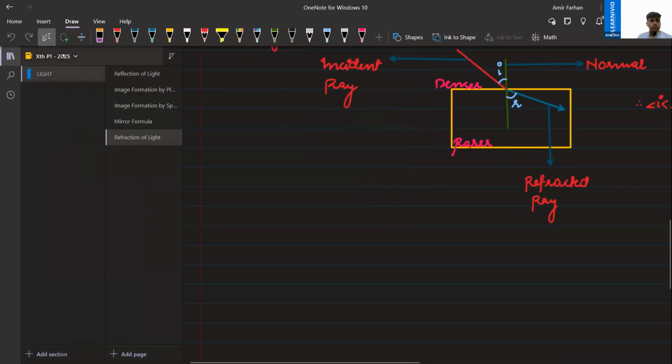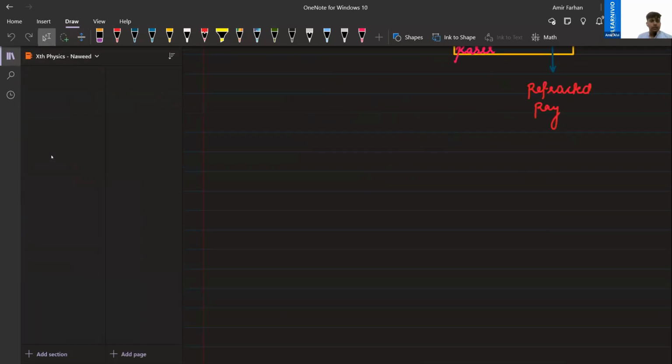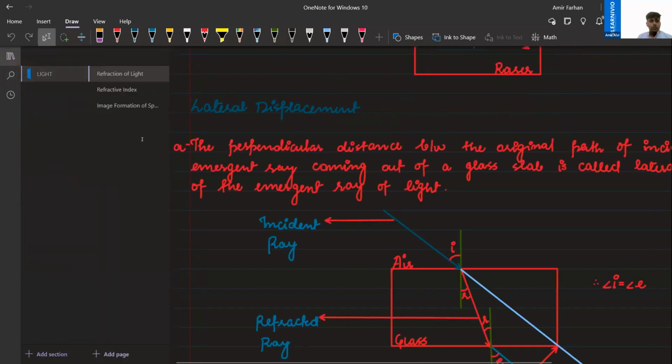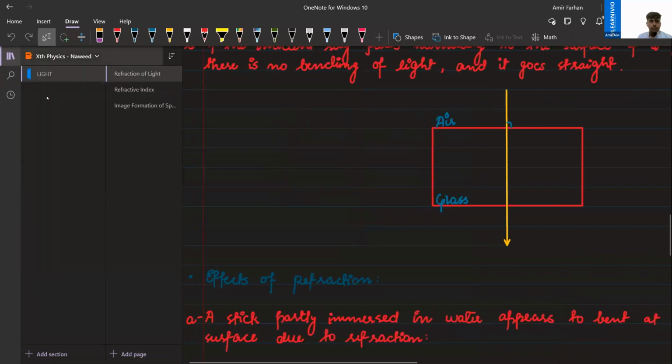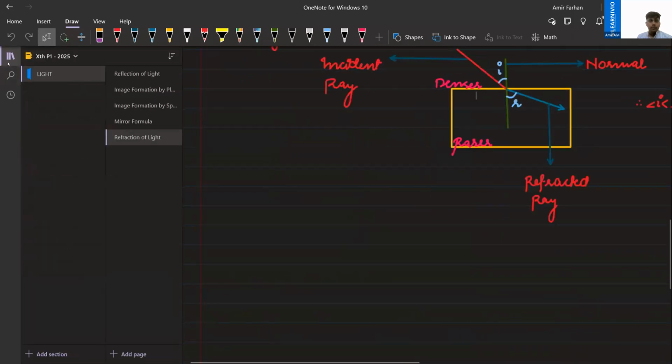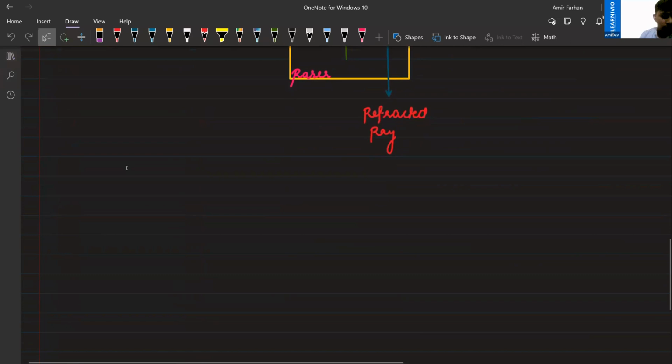Just give me a second. After that, I've completed the effects. Okay. So now let's discuss the lateral displacement.